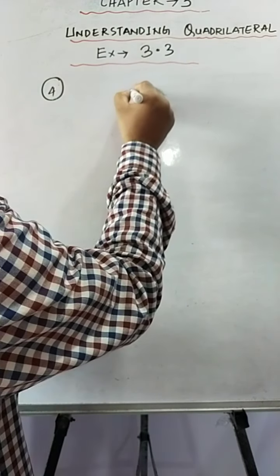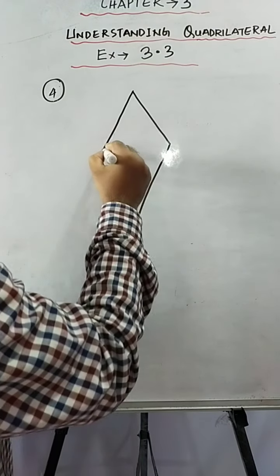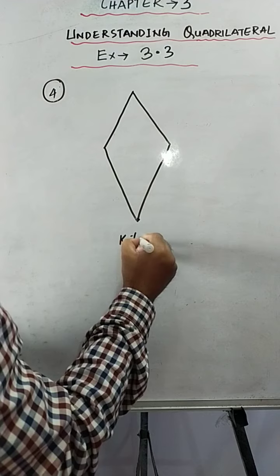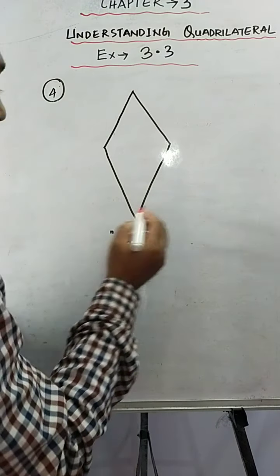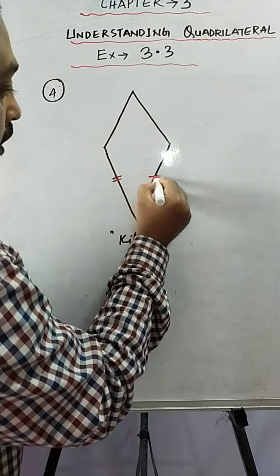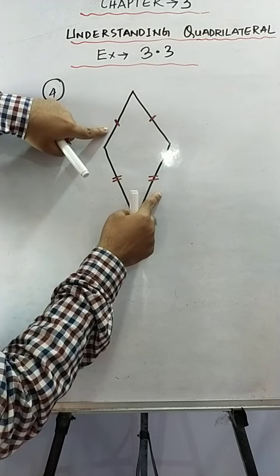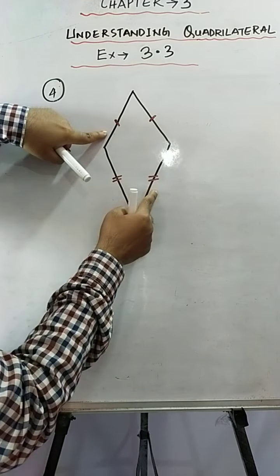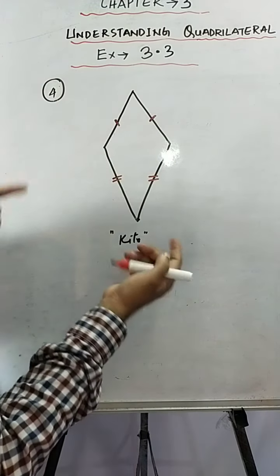In that case, only one figure is possible, that is kite. So this is kite, and I want to say what are the properties of kite. In a kite, these two sides are equal and these two sides are equal. You see the opposite sides are not equal. Fine, the opposite sides could be parallel but they are not equal. In a parallelogram the opposite sides are equal, isn't it? So this is not a parallelogram.